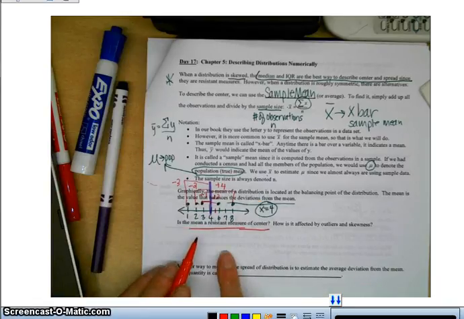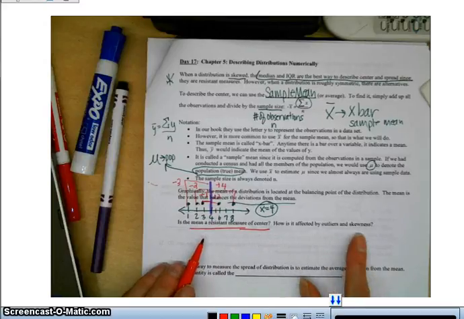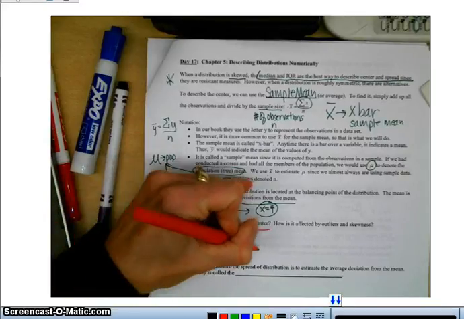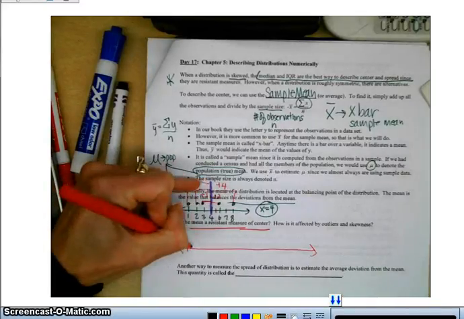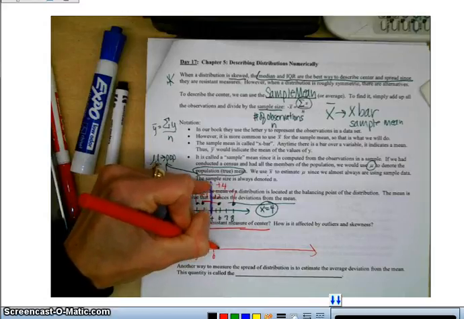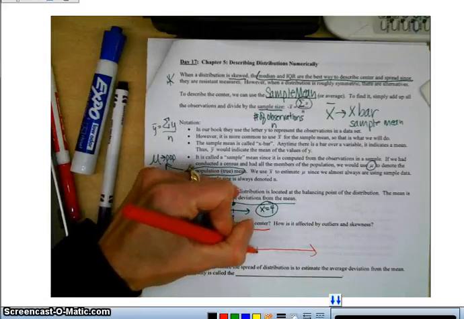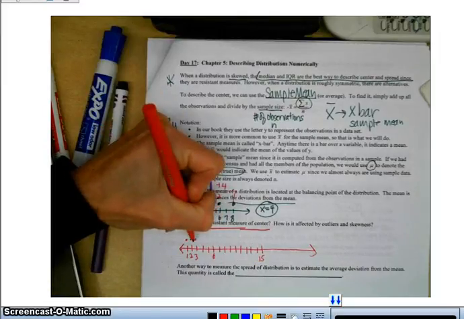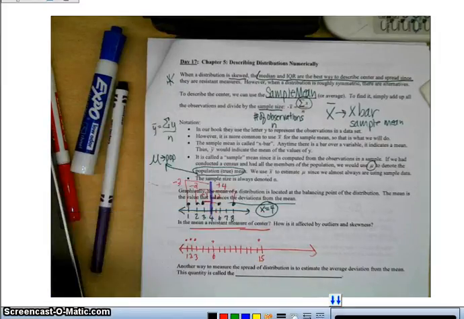But first we have to answer the question, is the mean a resistant measure of center? How is it affected by outliers and skewness? All right, so we can do that real quick. What if I change 8 to 15? What's going to be the new mean?